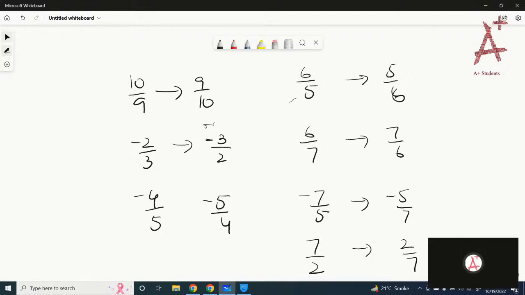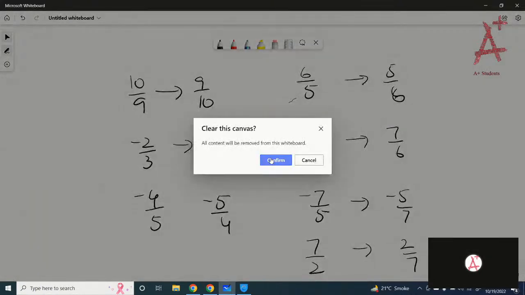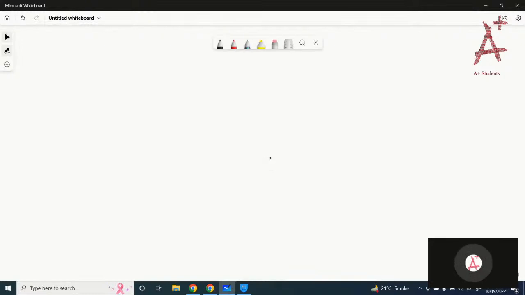Okay, so you can complete the test by yourself later today. I'm just moving on to the next topic, and the next topic is add and subtract rational numbers.